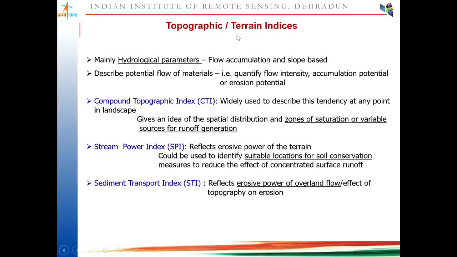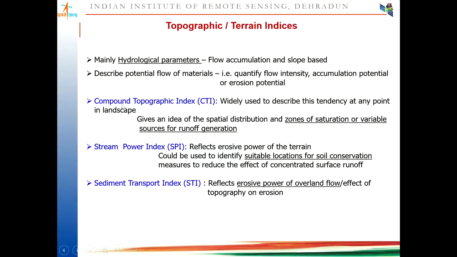Another important parameter is that we can use the digital elevation model for generating terrain indices. Among terrain indices, the most commonly used for the hydrological parameters is the flow accumulation map, and this flow accumulation map gives you an idea about the hydrological parameters. But besides this, three indices are used.